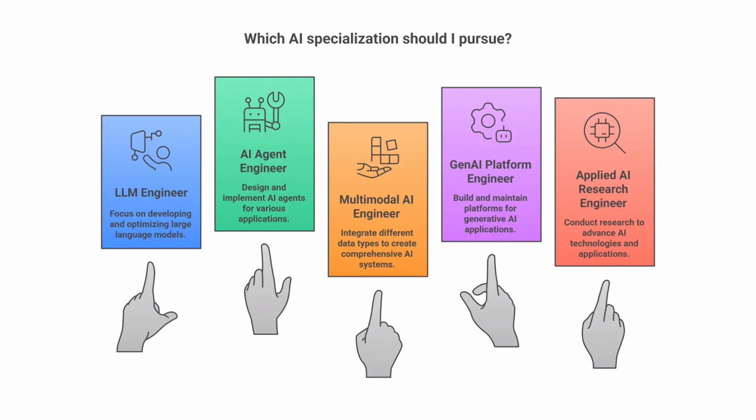Specialization options. Choosing a specialization helps you focus your skills and stand out in the competitive generative AI job market. By narrowing your domain, you can develop deeper expertise and build targeted projects. Specialization also aligns your learning path with specific industry roles and long-term career goals.